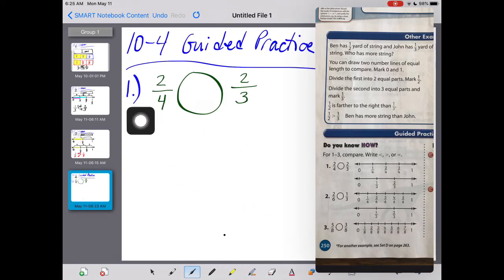Let's take a look at number 1. Now, in number 1, we're comparing two fractions, 2/4 to 2/3. Before we draw our number lines and things, I want you to focus in on the fractions.